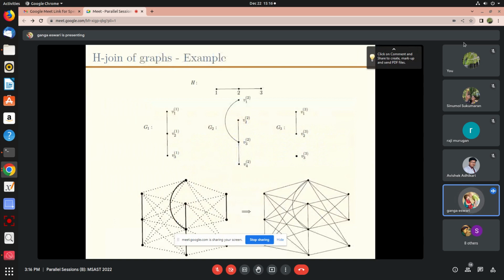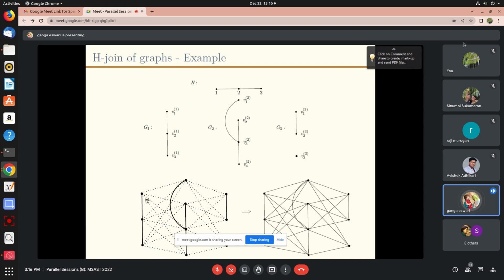Here is an example for the H-join. Here we take H as P3, a path with 3 vertices. So I took 3 factor graphs G1, G2, G3. This is the H-join graph. If you see these two vertices from the same factor, that is the factor G1. In G1, these two are adjacent, so in the H-join also, these two are adjacent. If you consider these two vertices from the same factor G3, in G3 they are not adjacent, so in the H-join also they are not adjacent.